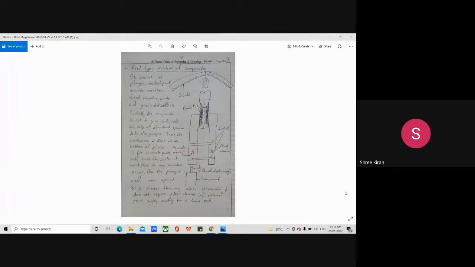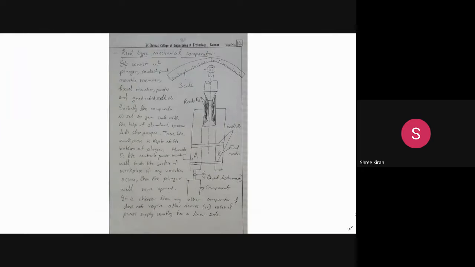Okay, this one is a reed type mechanical comparator. So in this case, you can see it mainly consists of a plunger, contact point, movable member, fixed member, pointer, and graduated scale, etc.